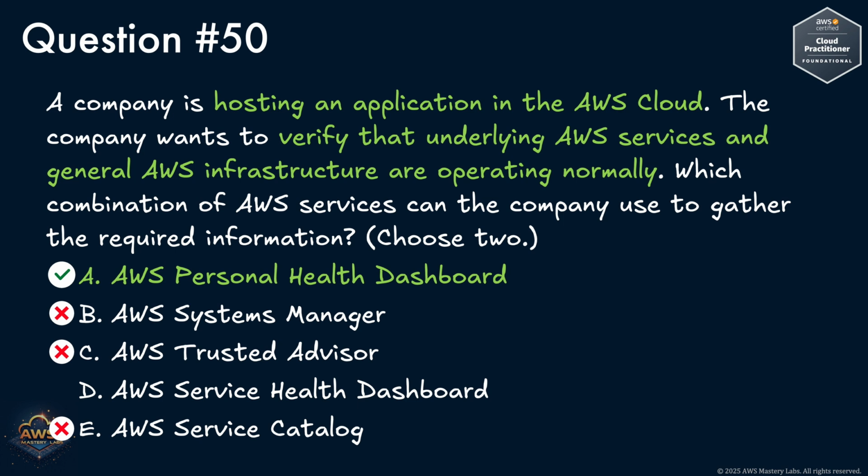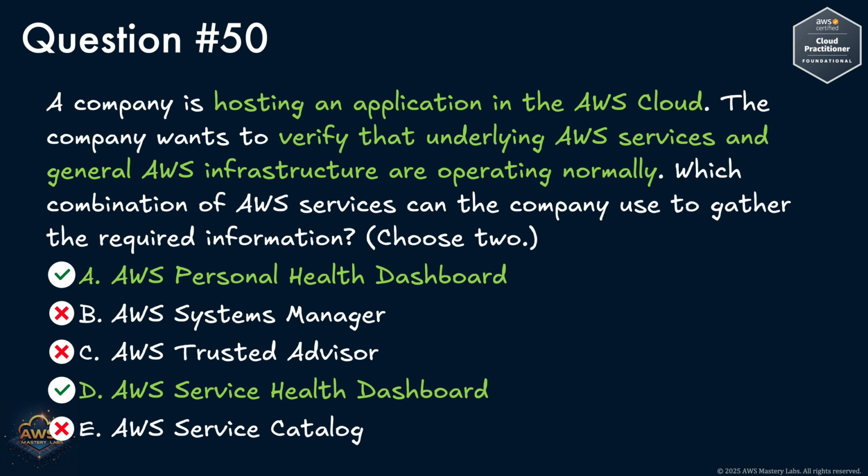Option A, AWS Personal Health Dashboard. The AWS Personal Health Dashboard delivers account-specific alerts and remediation guidance when AWS is experiencing events that may impact your resources. Unlike the public dashboard, this service focuses on how issues affect your workloads directly, making it essential for diagnosing service-impacting issues in your account. Correct because it provides personalized alerts for service disruptions affecting your resources.